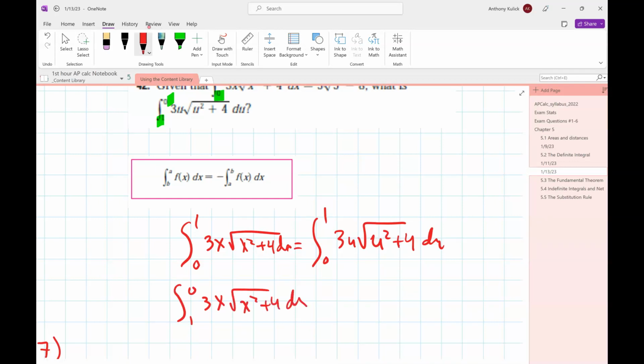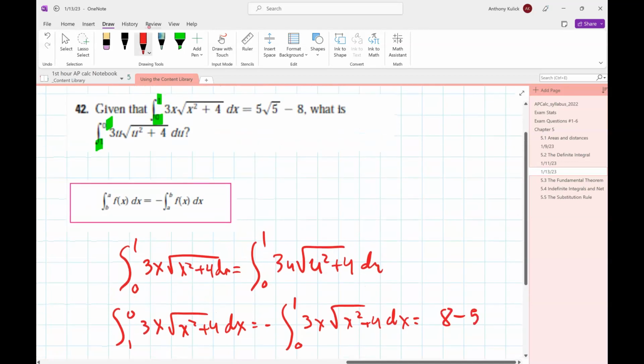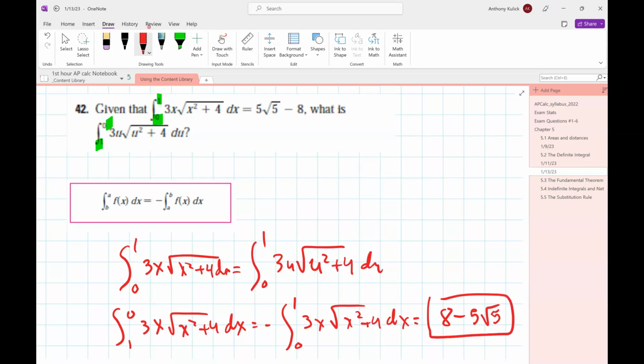So I know that this integral is the negative of this integral. And that would be then 8 minus 5 root 5. And there we go. Oh, okay. Yeah, I see it. I think that's it.